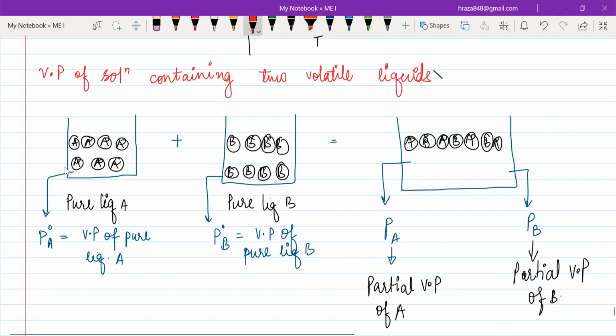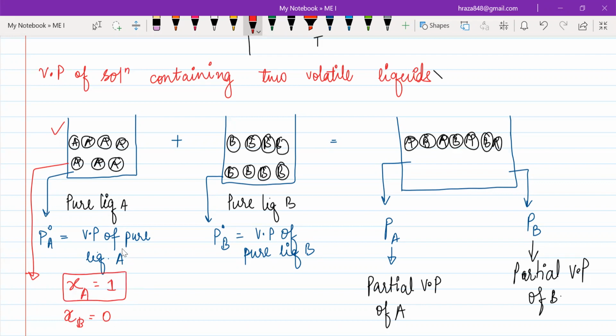Before writing it, can you tell me what is the mole fraction of A in this container and mole fraction of B in this container? Mole fraction of B in this container is 0 because no B is present. There are no molecules of B. And mole fraction of A is 1, because mole fraction of A will be number of moles of A upon total number of moles in the container. Both are A, so it will be 1 by 1. Is that clear?